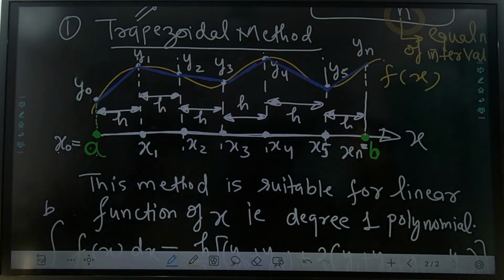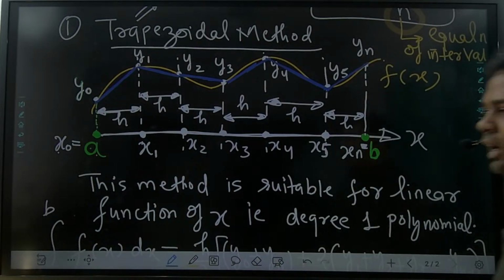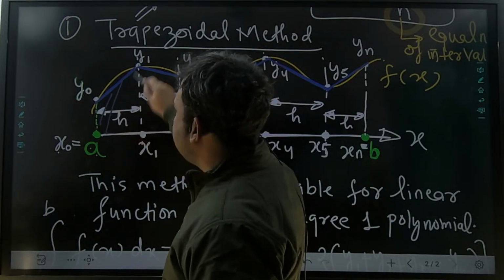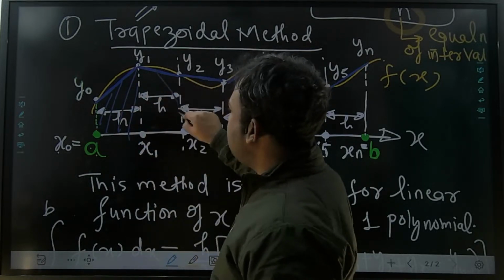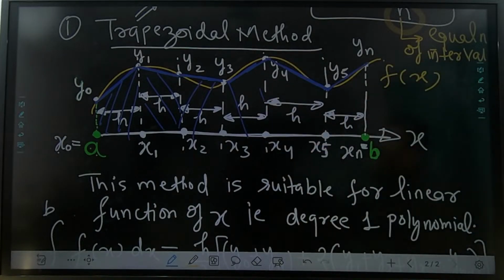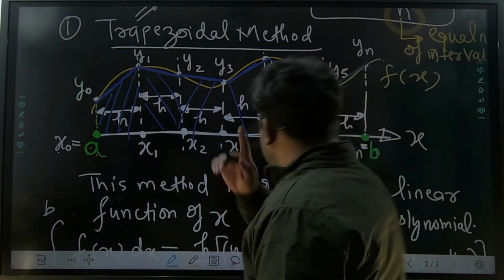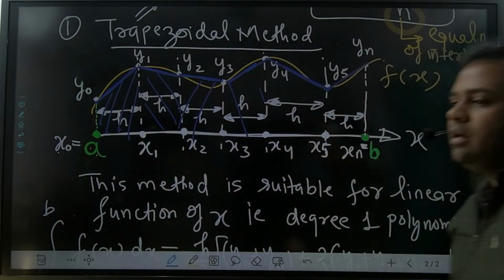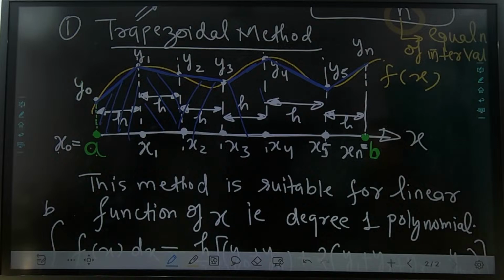So all the points are connected by a straight line, and then trapeziums are formed. As you can see, this is one trapezium, this is another trapezium, this is the third trapezium, fourth trapezium. Like this, so many trapeziums are there. I'm just calculating the trapezium areas and adding them up to get the integration under this curve, because integration means area under the curve.